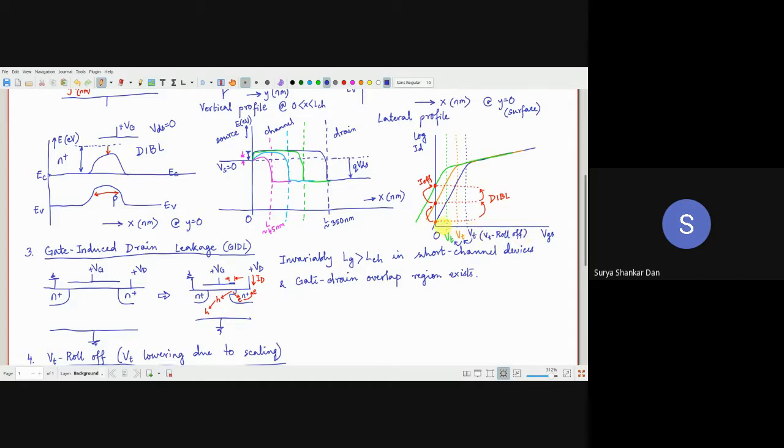So VT is reducing. If you are looking at the off current, then it is DIBL. Now, when this becomes very, very close, I mean, when it is really a very short channel, what will happen?